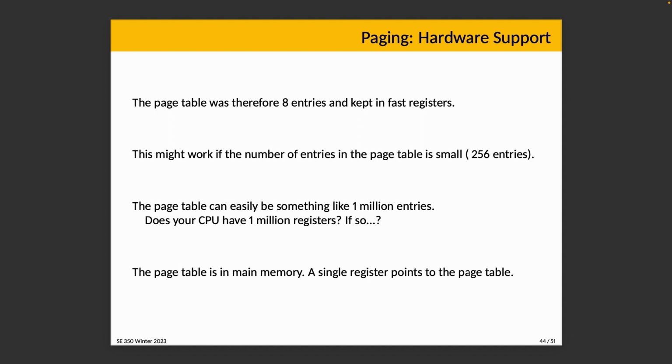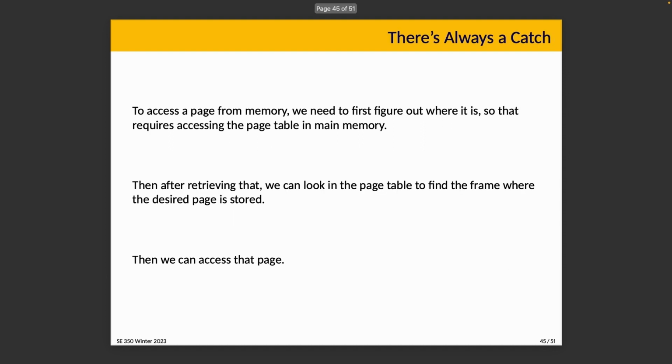Okay, never mind that. So the page table has to be kept in main memory because it's too big to fit in registers, and realistically that just means we can dedicate maybe one register to having sort of a handy shortcut to where the page table is, and we can go off of that as our strategy. Will it work? Sure. So to access a page from memory, we have to figure out where it is, and that requires looking at the page table in main memory. And then after that, we can identify the frame, and then we go to the frame that contains the page we're looking for.